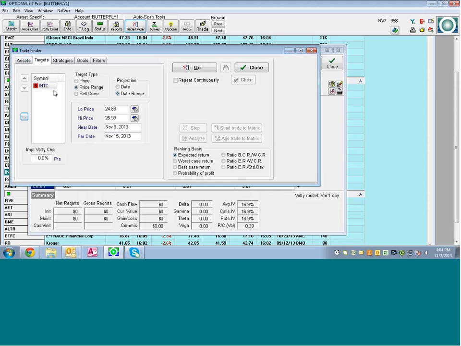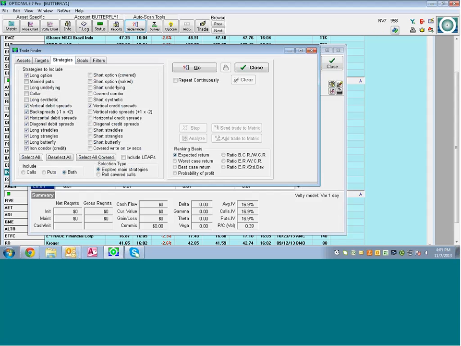Now we go to targets, and we can see the symbol is stock. It's Intel. We're only looking at one asset today, not a whole lot of assets. And all this good stuff is already filled in because it's filling it in from that bullseye target information on the price chart. The target type we've specified is a price range, and the projection is a date range. We're getting out between November 8th and November 15th. We're saying the low is 24.83, the high is 25.99, and that's it for that.